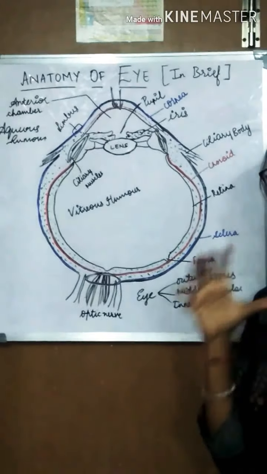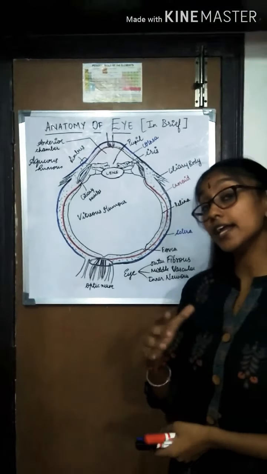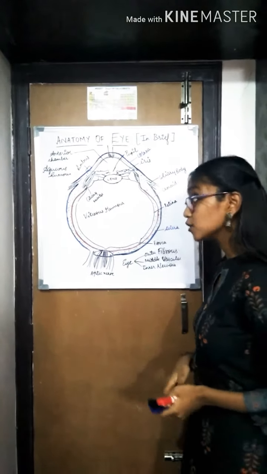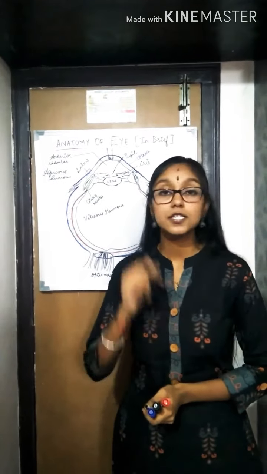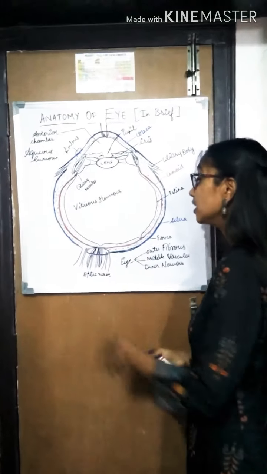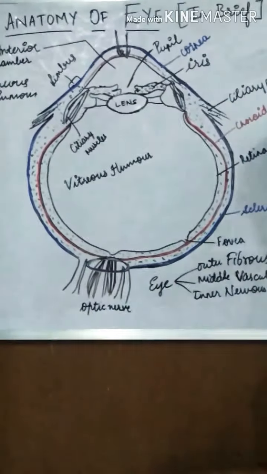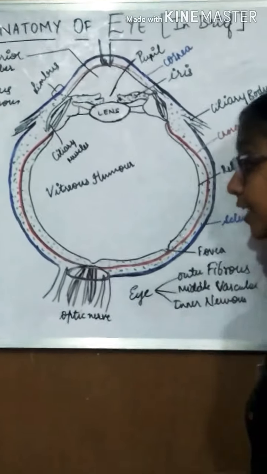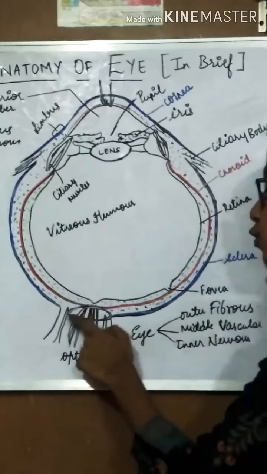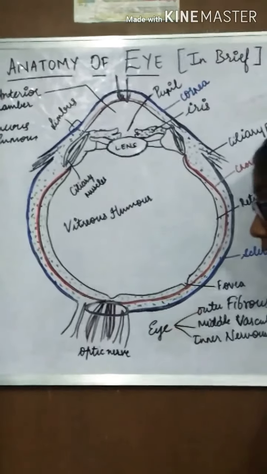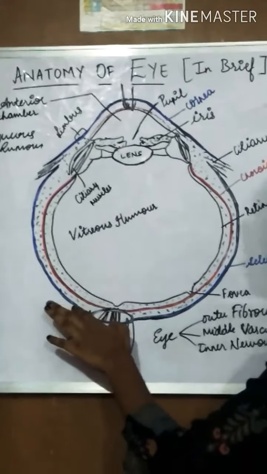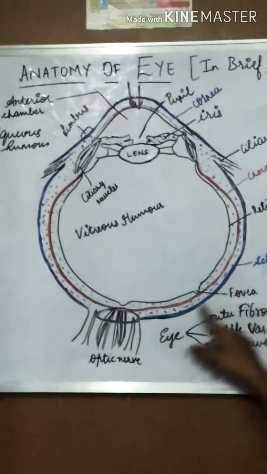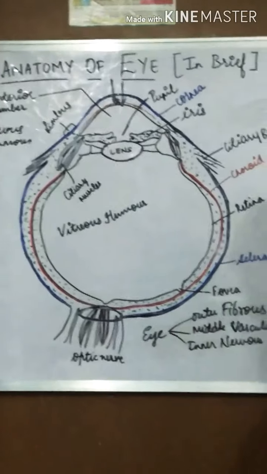This sclera is a tough membrane. It protects and maintains the shape of the eyeball. And it also provides space for the eye ocular muscles. The optic nerve posteriorly comes out of the eye through the foramen, and that is also through the sclera membrane. Optic foramen is present on the sclera membrane itself. So this is regarding sclera.